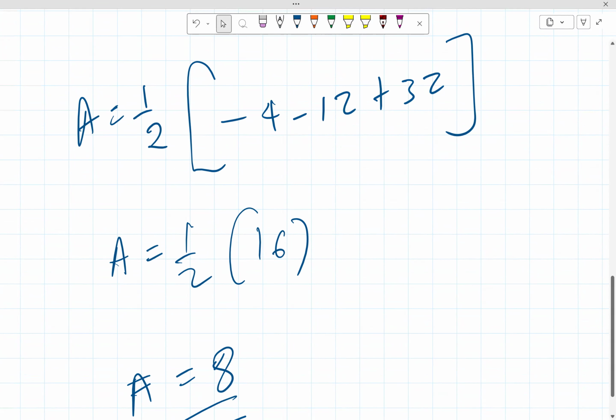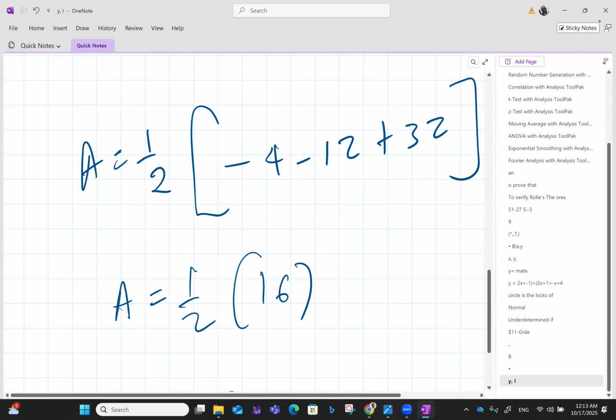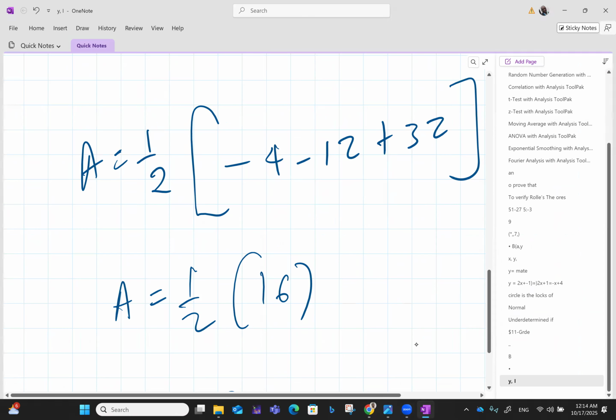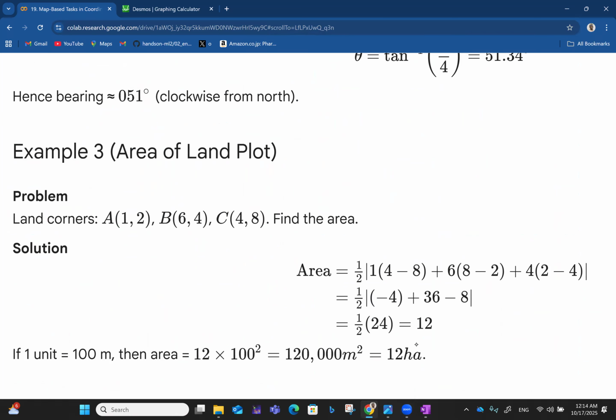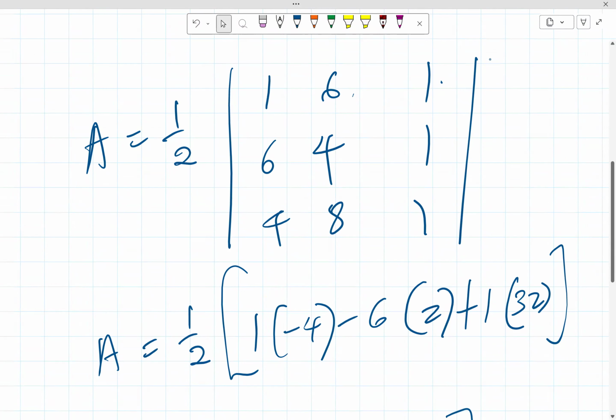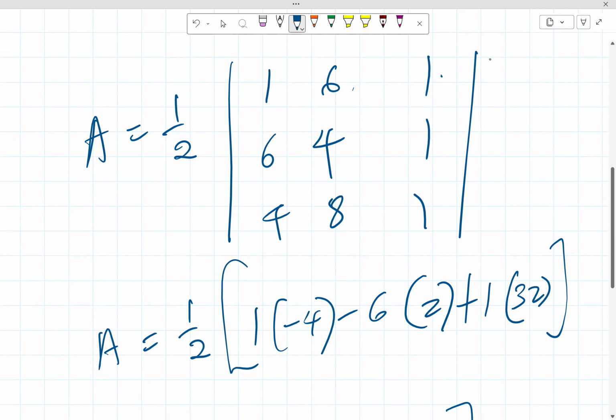Is that the right answer? I think the answer there is 12. So something should be wrong there. So this is 12. 8 minus 3. So let me check again. I guess something might be wrong right here. So again, this is plus 1 into 4 minus 8. That's minus 4. Then we have minus 6 into 6 minus 4.